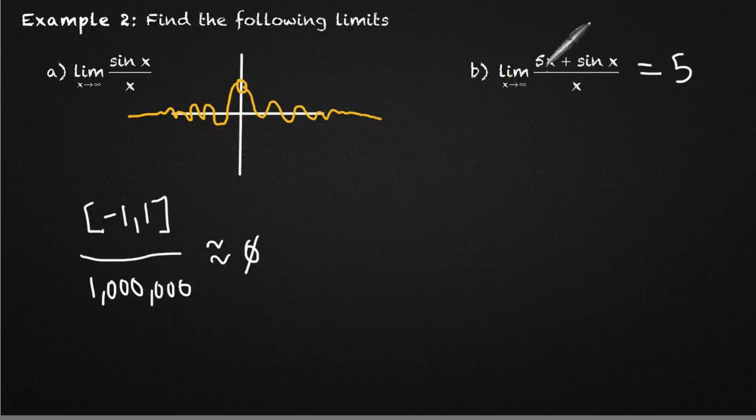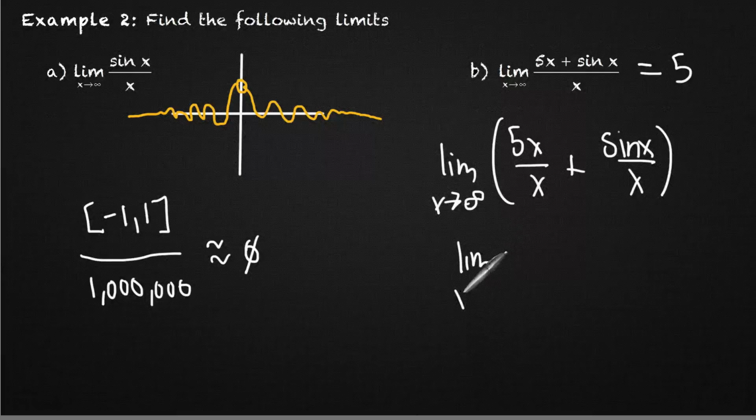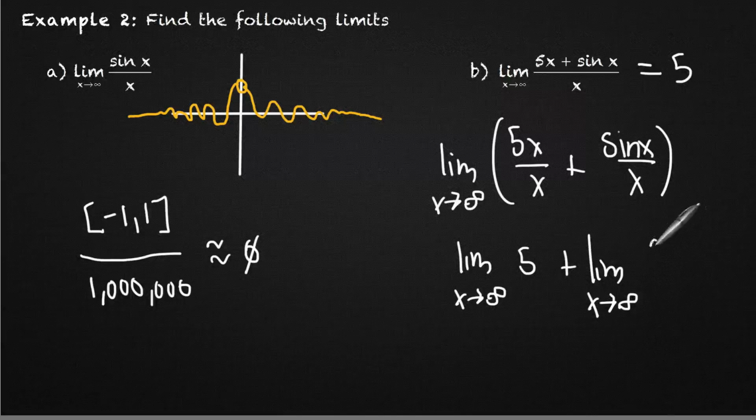Or you could do it and break it up into 2. So we'll have 5x over x plus sine of x over x. And the limit as x approaches infinity of both of these. So this is just going to be the limit as x approaches infinity of 5, because the x's cancel, plus the limit as x approaches infinity of sine of x over x.